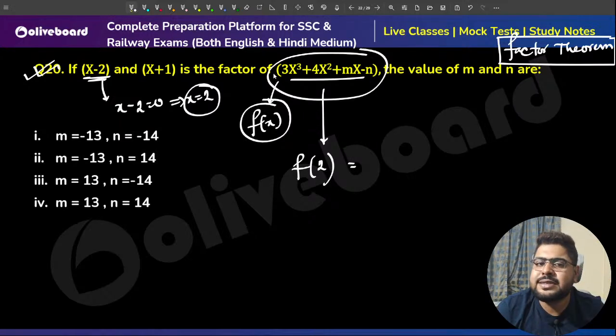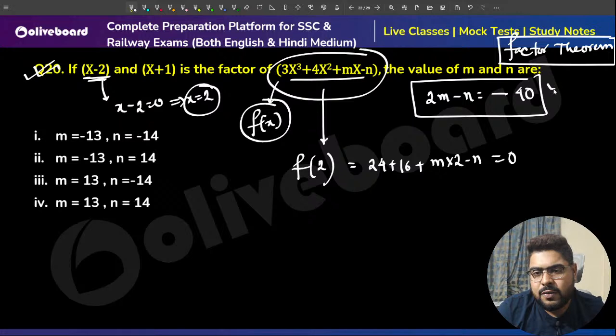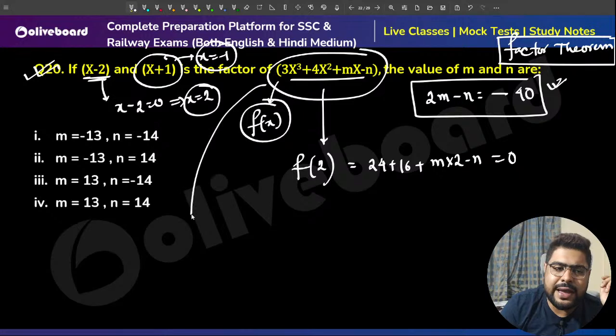f of 2 is 0 means 3 into 2 cube, that is 24, plus 4 into 4, 16, plus m into 2 minus n, that is equal to 0. So you get your equation 2m minus n equal to minus 40. One equation. The other equation you will get by putting x equals minus 1, since x plus 1 is 0, x will be minus 1.